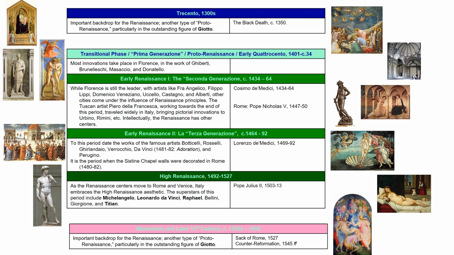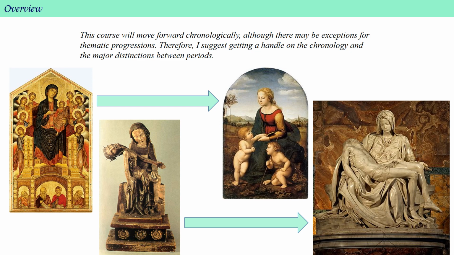follows. And then the purview of the class ends with the later 16th century, which is also the time when mannerism generally flourished. All in all, the class covers about 3 centuries, from the 1300s to the 1500s, and about 4 different major styles, with a couple of subcategories. This course will move forward chronologically, although there may be exceptions for thematic progressions. Therefore, I suggest getting a handle on the chronology and the major distinctions between periods.